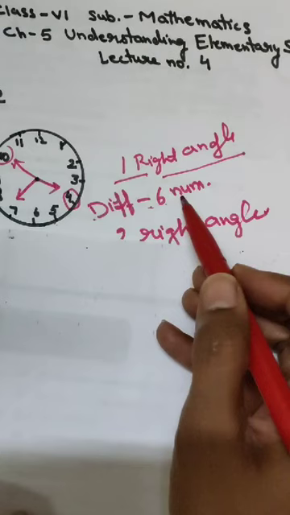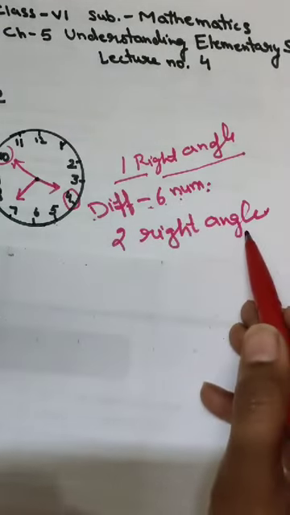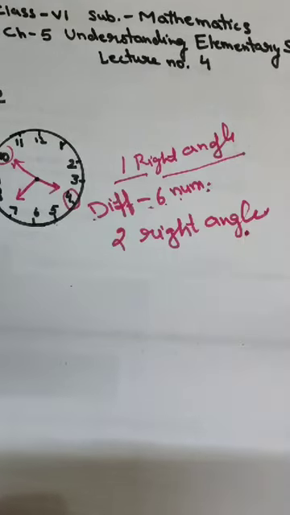And if the difference is of 6 numbers, then it will make 2 right angles. In the same way, if the difference between 2 numbers is 9, then it will make 3 right angles. This we have done. Another thing that we have done in lecture number 3 is the direction clock.